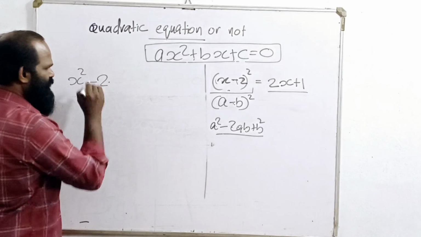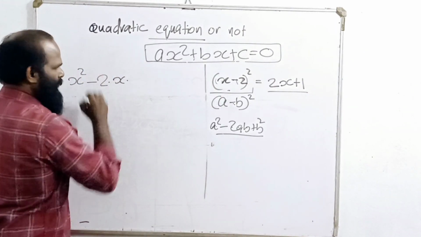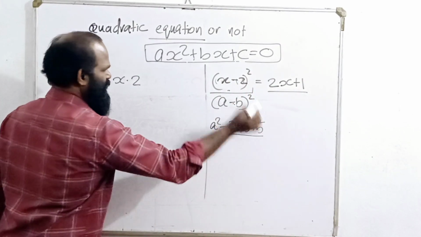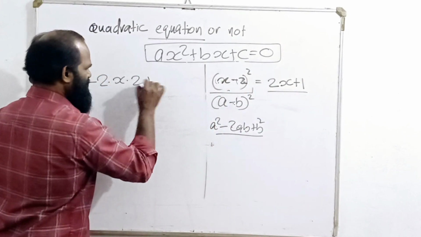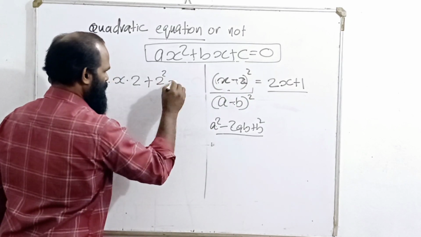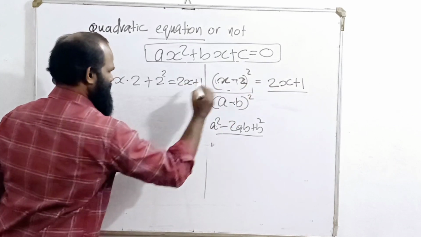2 into a is x. b minus 2ab plus b square. b is still 2. Its square is equal to 2x plus 1. Right hand side is written as it is.